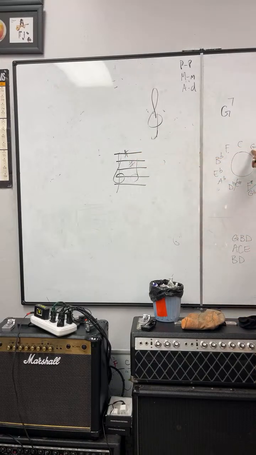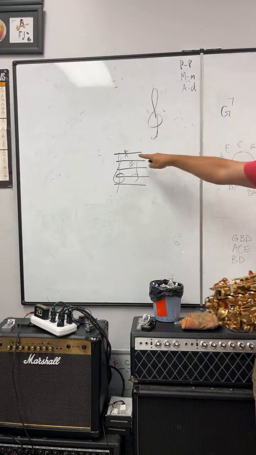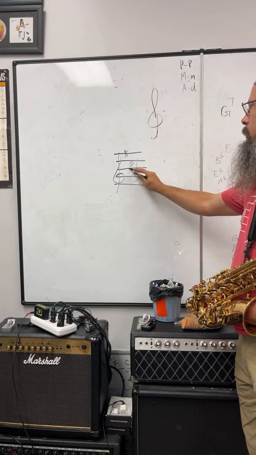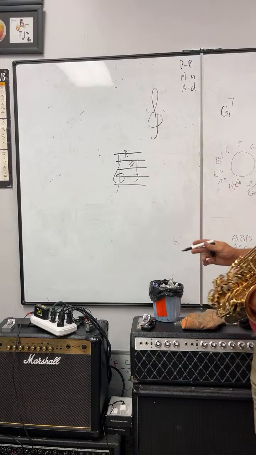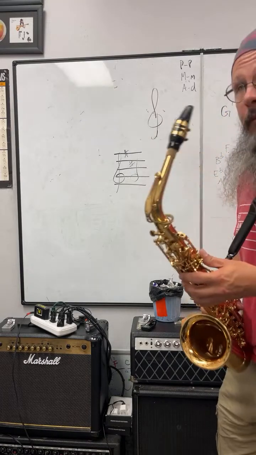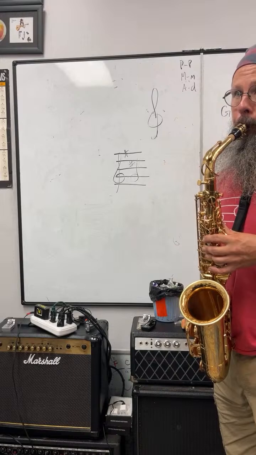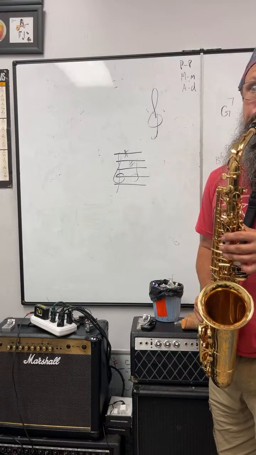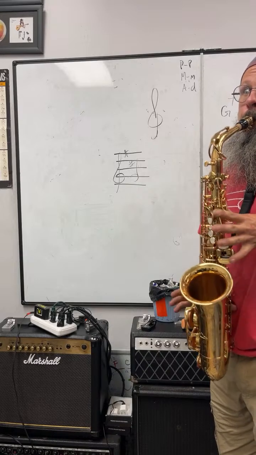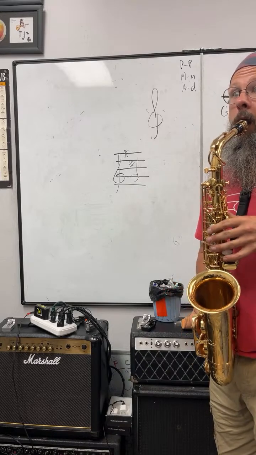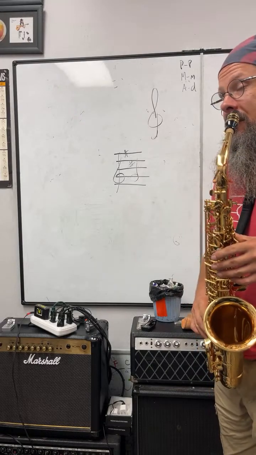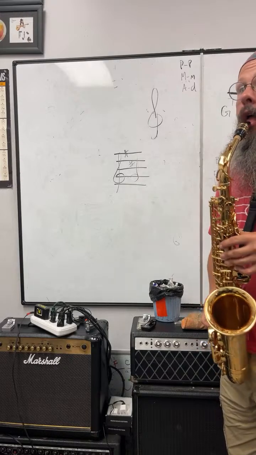So when we go to D, D has 2 sharps. F sharp and, G, A, B, C. So D has F sharp and C sharp. So when we play D major, the reason why it's D, we have F sharp, C sharp. F sharp, C sharp. If you played it with an F natural and a C natural, you would not get D major.